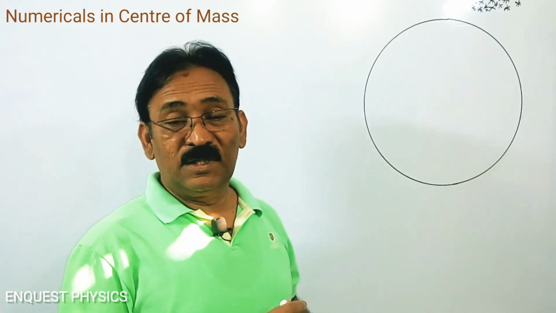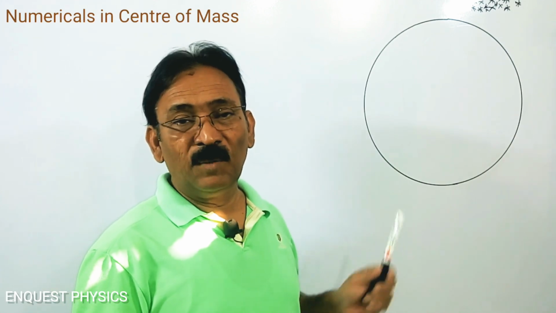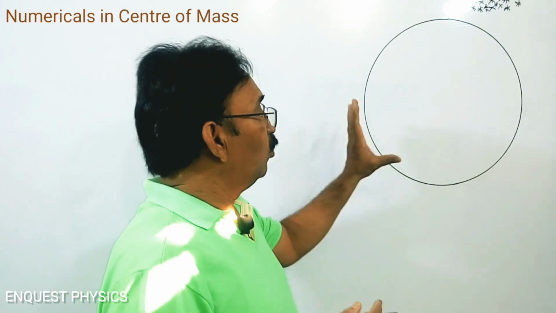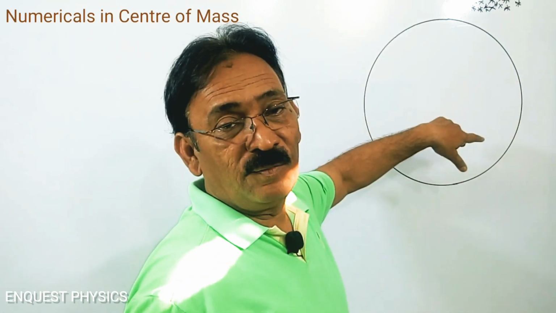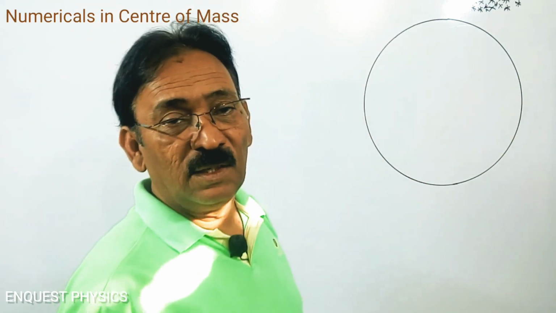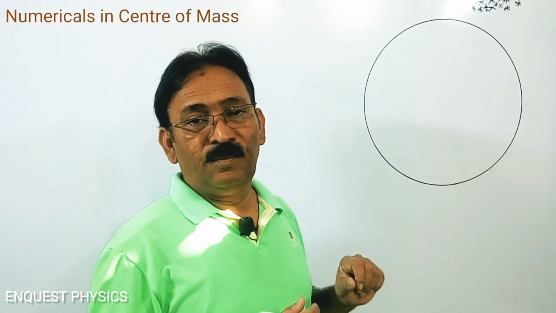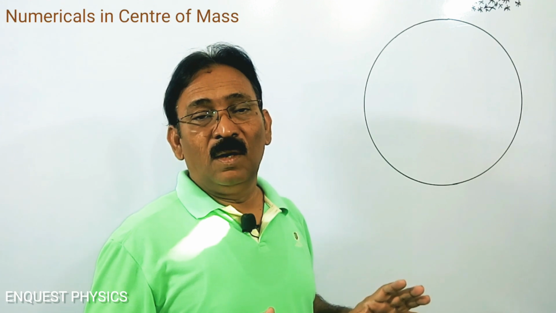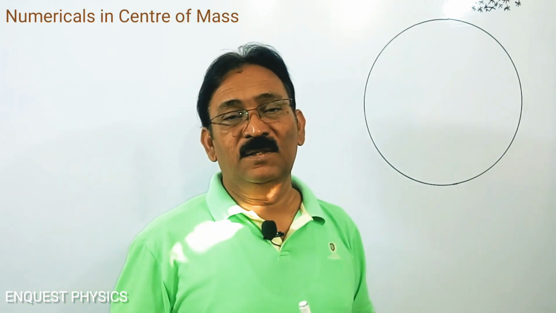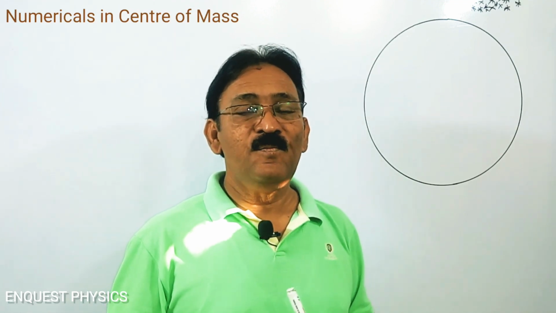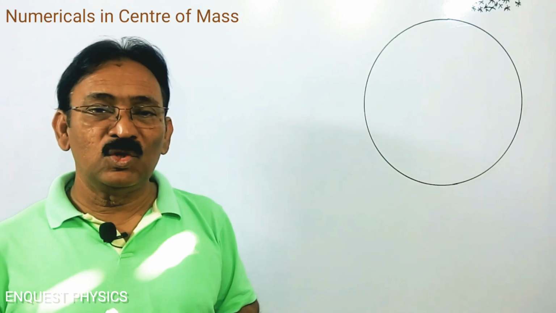The problem goes like this. From this circular plate, which has uniform density as well as uniform thickness, we will remove another circular plate which has a different radius compared to this one. Then he will ask you, what is the position of the center of mass? Or he will ask you, find the shift in center of mass. The problem goes in this way.